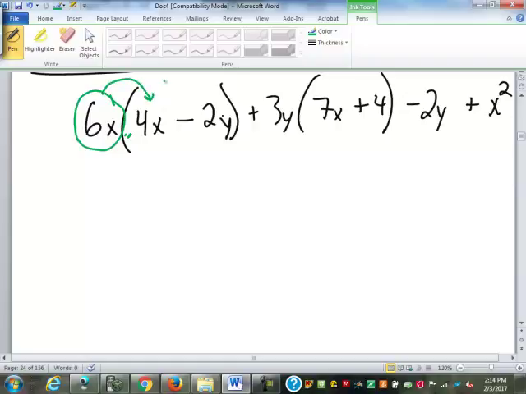So what is 6x times 4x? 24x squared, very good. 6x times negative 2y? 6 times negative 2 is? Perfect, negative 12xy. Now we move to the next set of parentheses. Again, there's nothing we can combine inside there with addition. So we're going to look at multiplying the parentheses by 3. Now it's a plus here, so it is a positive 3. So 3y times 7x?